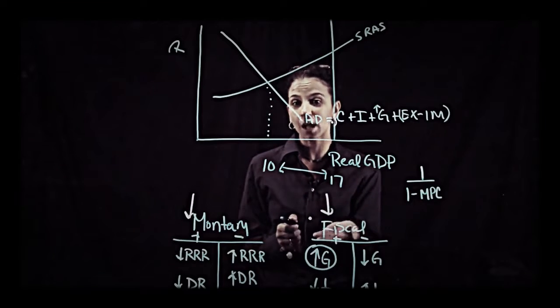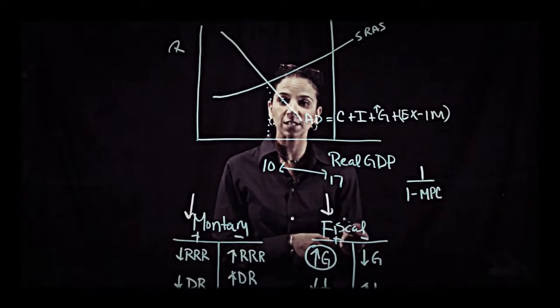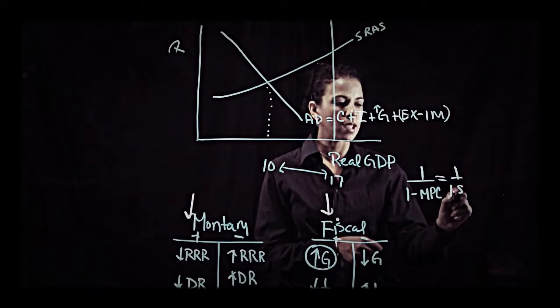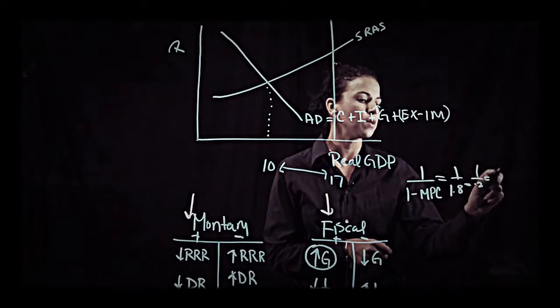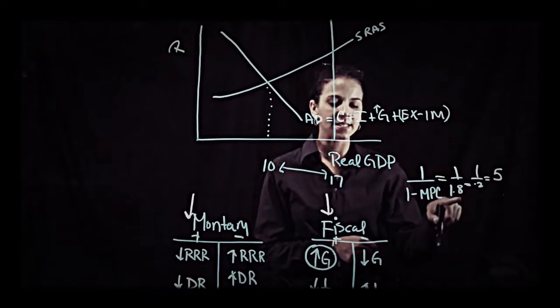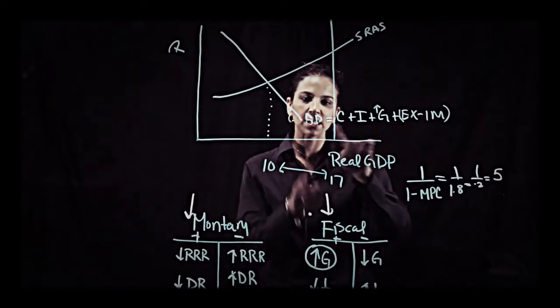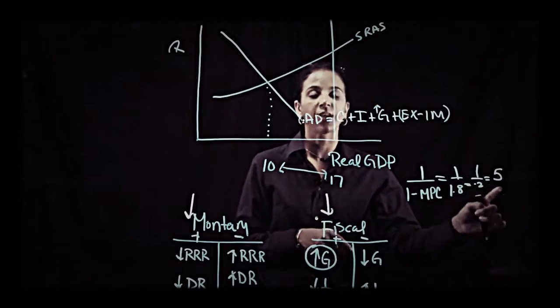Let's say I give someone $1, and let's play with some numbers here. Let's say somebody consumes 80% of what they make, all right? So 1 over 1 minus 0.8 is going to lead to 1 over 0.2, which gives me 5. So what that says is that for every dollar that is put into G, you can expect to see aggregate demand go up by not 1, but by up to 5.